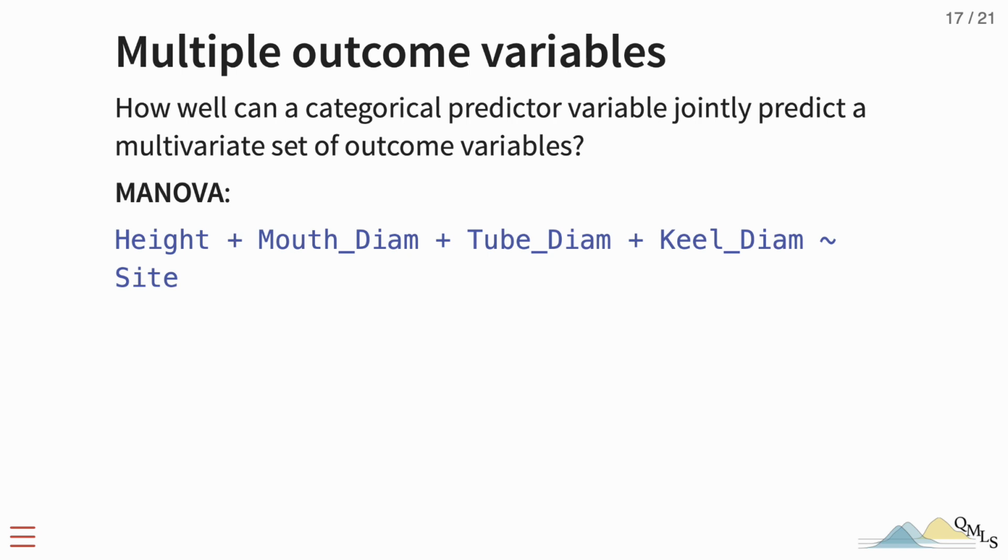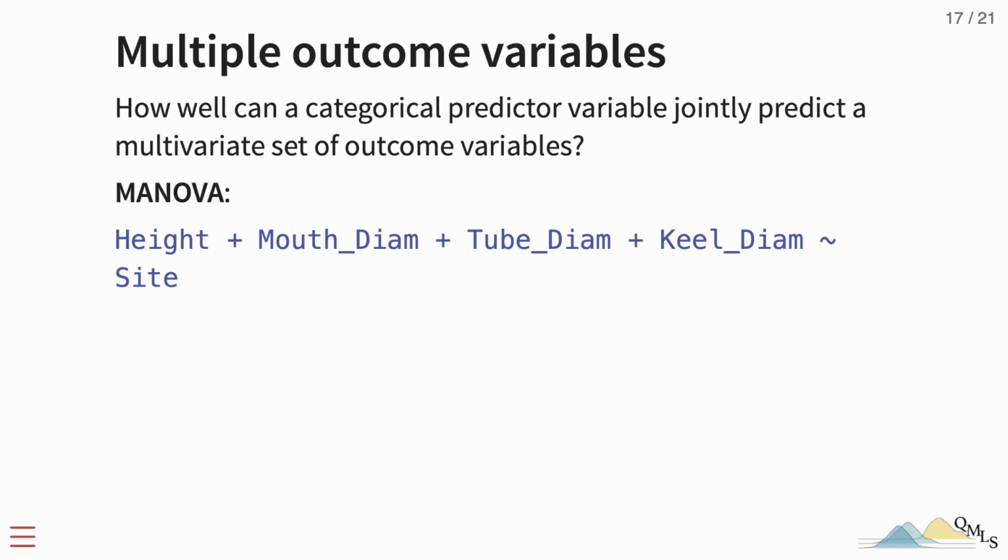We could have multiple outcome variables. This might look very similar, but note that we've got multiple variables on the y side of the equation here, and those are all being predicted by site. And when we have the case of multiple variables on the y side being predicted by a categorical variable, remember site is a categorical variable, that is called MANOVA.